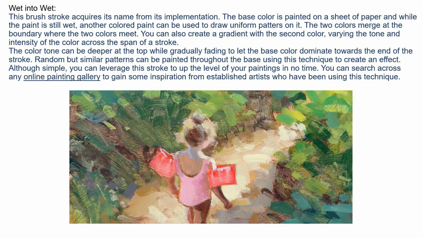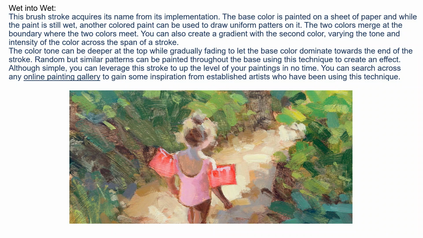Wet into wet. This brush stroke acquires its name from its implementation. In this stroke, paint is applied in one stroke, and then while the paint is still wet, a darker shade, or a shade from the same family, is blended into that light shade to give value to that portion. The base color is painted on a sheet of paper, and while the paint is still wet, another color can be used to draw uniform patterns on it. The 2 colors merge at the boundary where they meet.